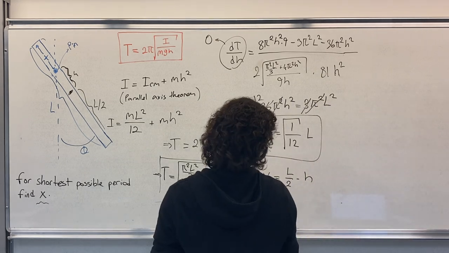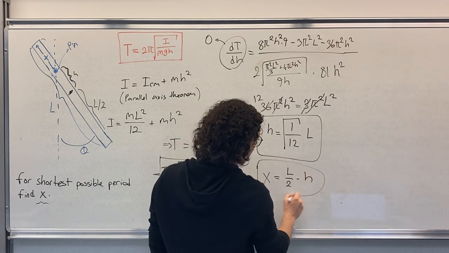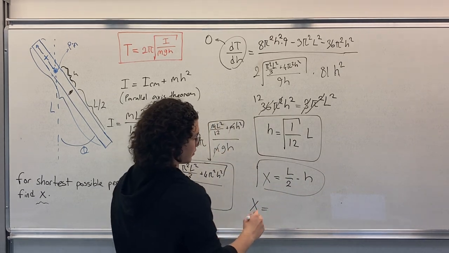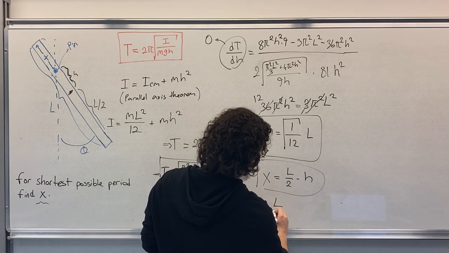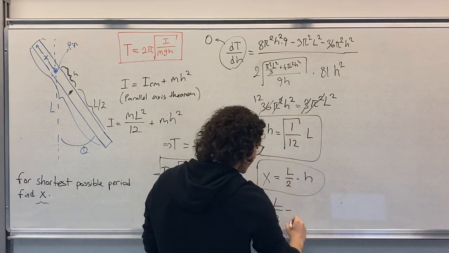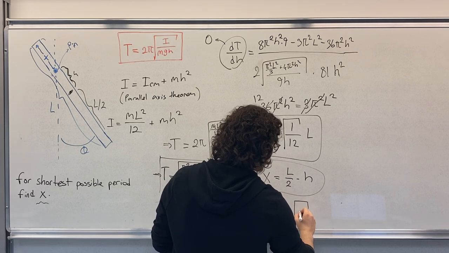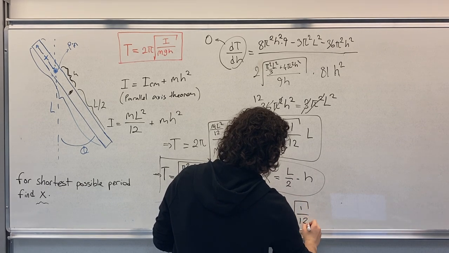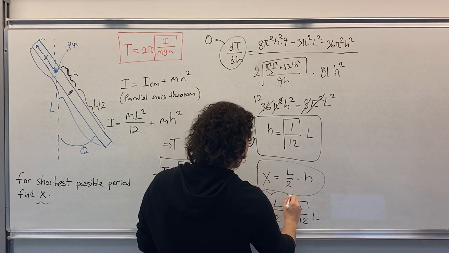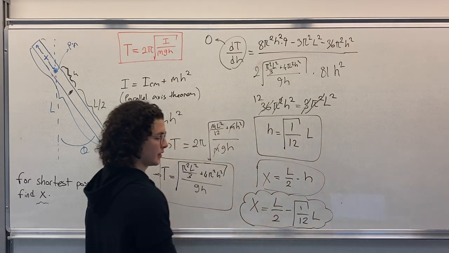So we have the answer x as equal to l over 2 minus h, this one, square root of 1 over 12 l. This is our final answer here.